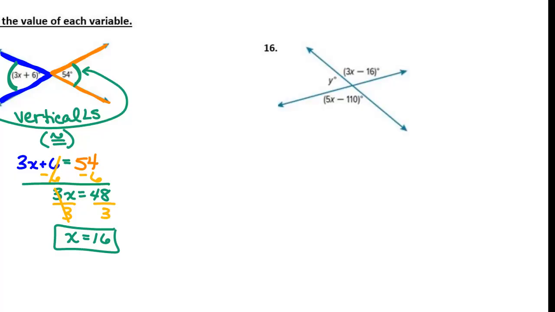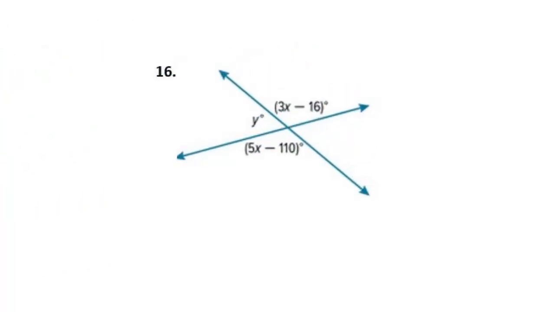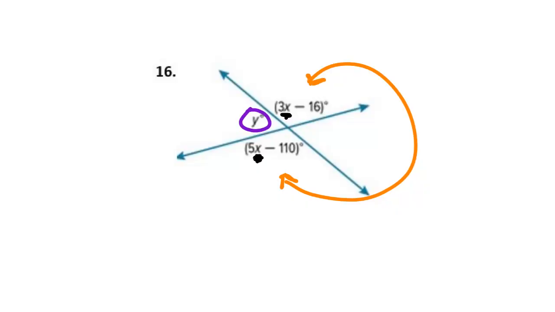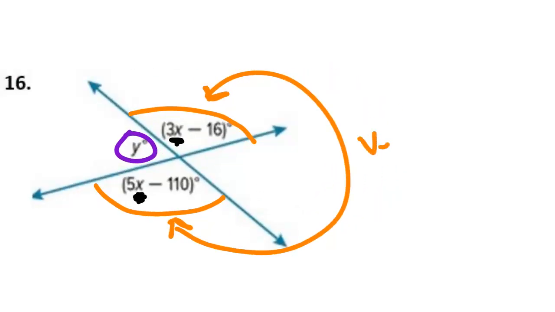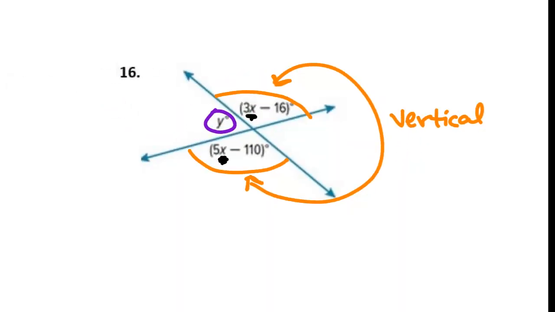For number 16, we start off in a really similar way. I have x's and y's. I want to work with just one of those at a time. The only place that I have y is right here. But there are 2 places that I have x. I have x here and x here on opposite sides of the x. So what does that mean about those? They're vertical angles. They are the same size as each other. So we're going to take those expressions and set them equal.